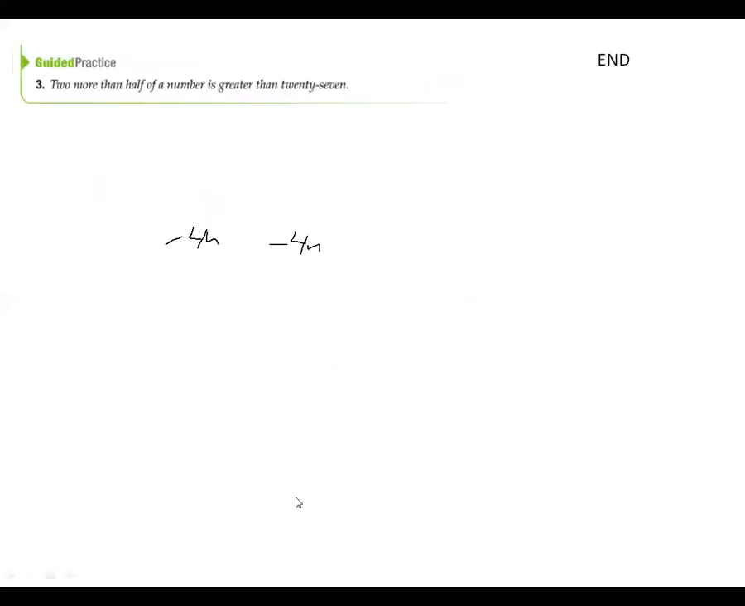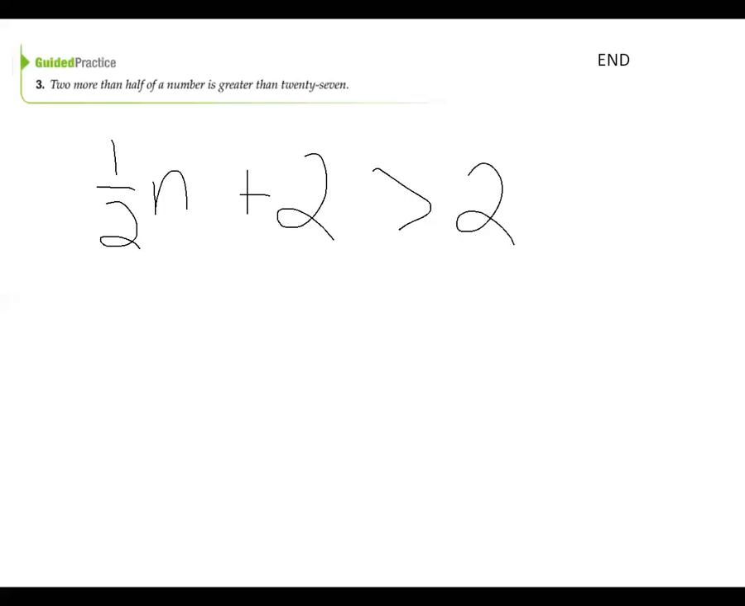So here's one for you to try. 2 more than half of a number is greater than 27. Go ahead and pause the video. Okay, we're back. So 2 more than half of a number. I have to figure out what half the number is and then add 2 to it. That has to be greater than 27.